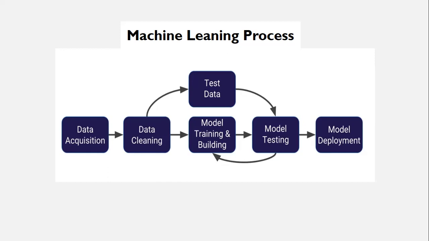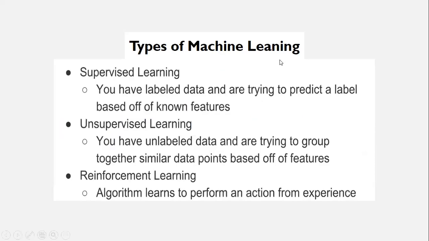So moving on, we have types of machine learning. Let me explain. We have supervised learning, unsupervised learning, and reinforcement learning. For supervised learning, you have labeled data and are trying to predict a label based off of known features. For this class, we'll be working with supervised learning.